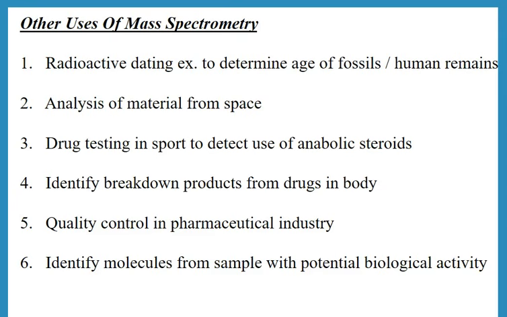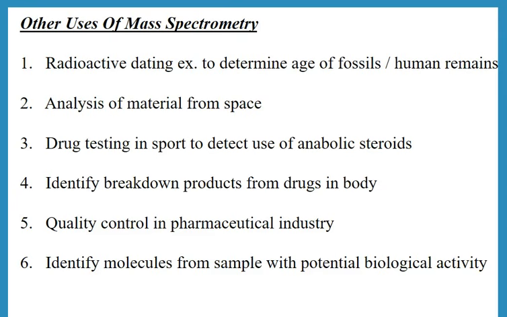So this is what we use the mass spectrometer for. Remember again, we use mass spectrometry to analyze a compound or to analyze an element, and we talked about what we do with each one. But we also have other uses of mass spectrometry. So, for example, mass spectrometry could be used to determine the age of fossils, radioactive dating, or analysis of materials from space. So the first thing that they would do to analyze something coming from space, they could use a mass spectrometer to analyze it.